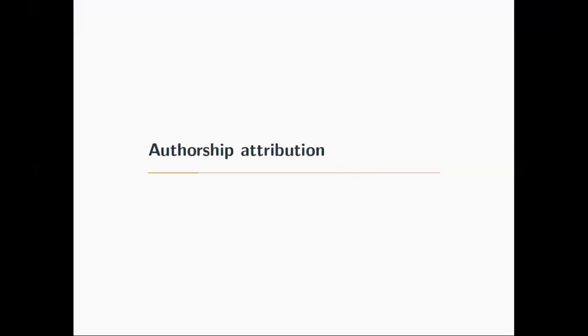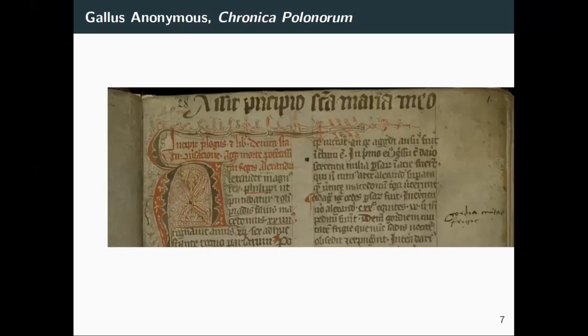And now, as I said, in most cases, stylometry is applied to authorship attribution. And as promised, this presentation will focus on Latin examples, not necessarily Neo-Latin, but here's a medieval case of Gallus Anonymus, Chronica Polonorum, the first example of Polish literature, even if not in Polish but in Latin, but still the first that we have, the text with which Polish literature starts, basically speaking.